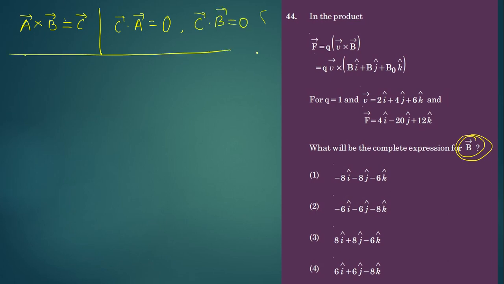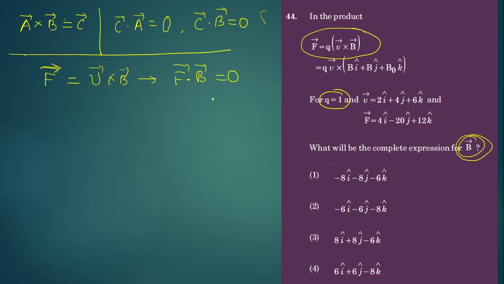Now come to the problem. This is the relation given. F is equal to Q, which is given to be 1. Even if it was not 1, it was not a problem because it's a scalar quantity. So F is equal to V cross B. Thereby I understand that this F dot B should always be equal to 0. Therefore, which value of B will be correct? The value of B that satisfies this particular formula. So one by one I will check all the options.